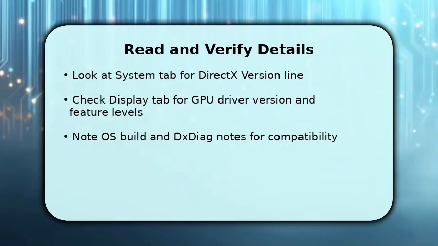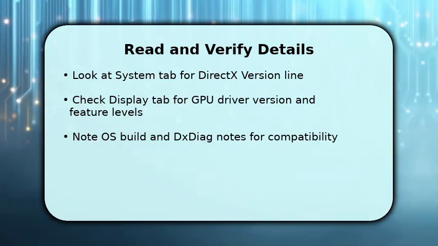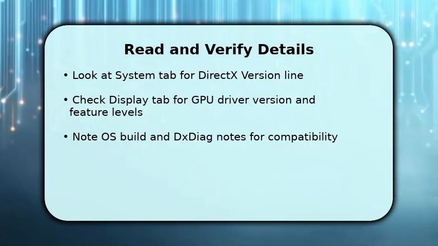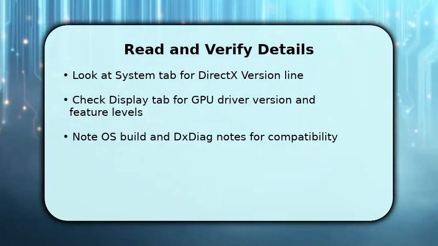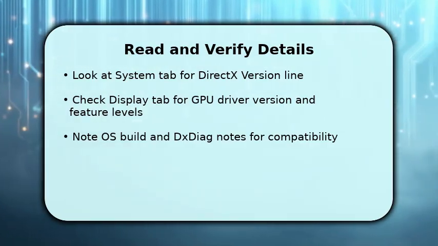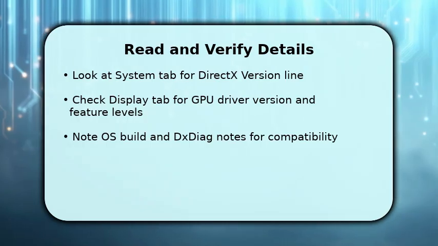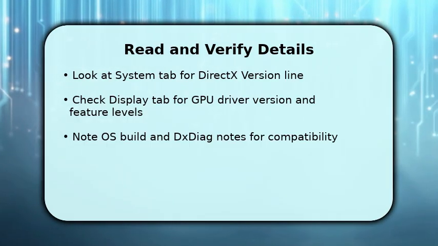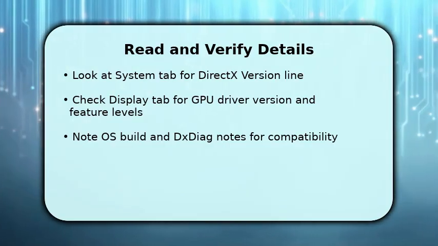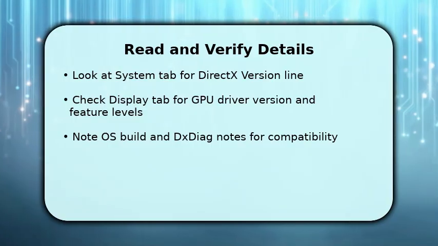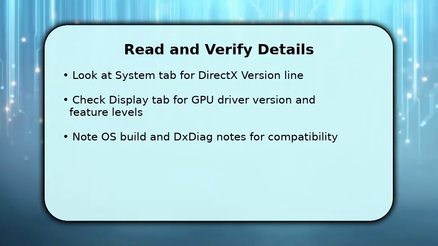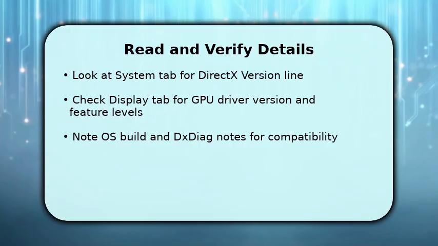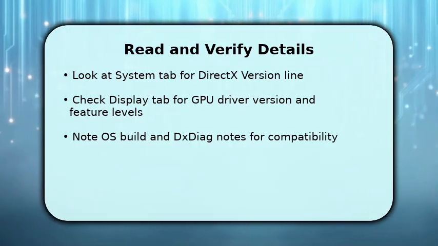Once done, switch to the Display tab to verify the GPU driver version and Direct3D feature levels. These tell you what DirectX features your hardware supports versus what's merely installed. Make sure to compare feature level numbers to the DirectX version you need for apps or games. If multiple displays appear, check each display tab to ensure all GPUs report compatible feature levels.